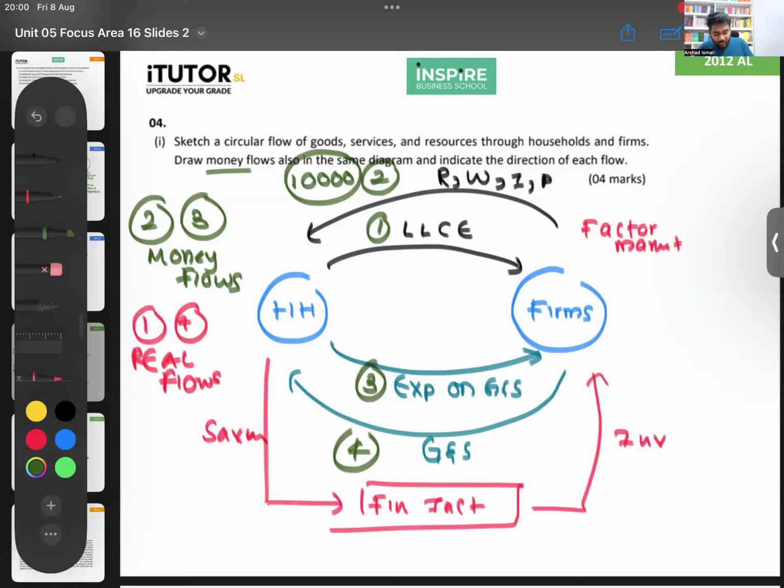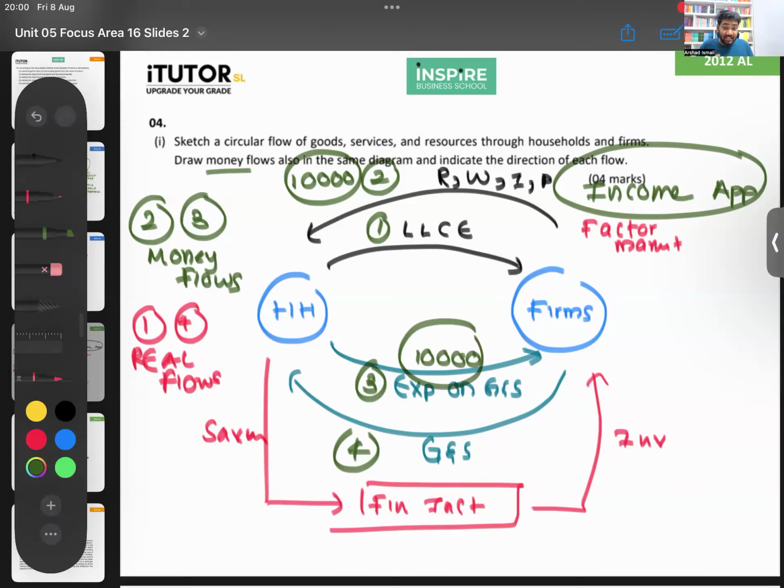This is the income approach, right? Receiving your income. Then what do you do? That 10,000 you spend here. That is the expenditure approach. In return for spending that 10,000, now you get goods and services worth 10,000. That is the output approach. So it's the same thing you're looking at from three different angles.